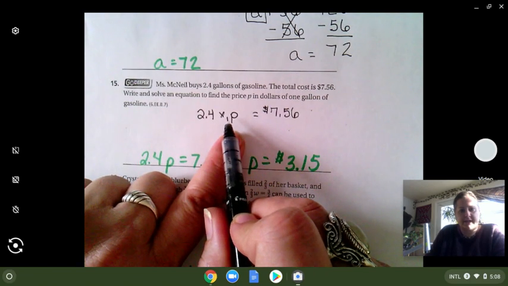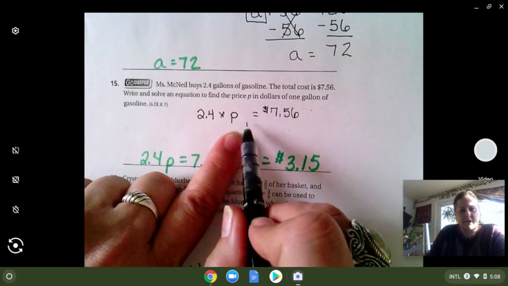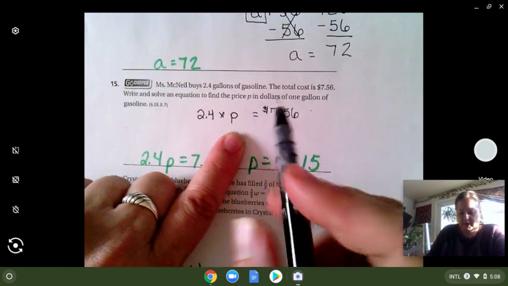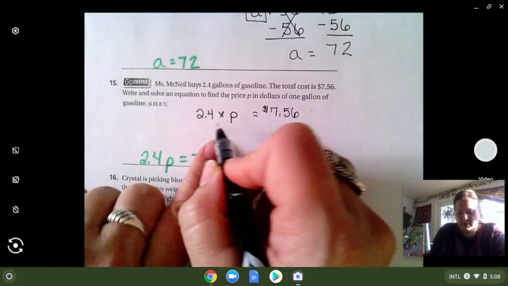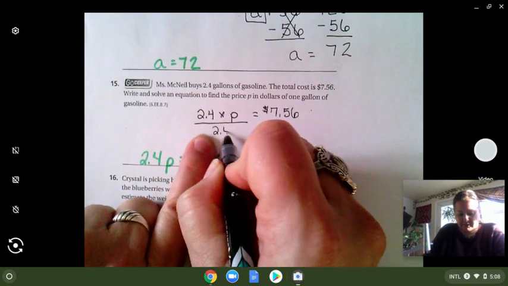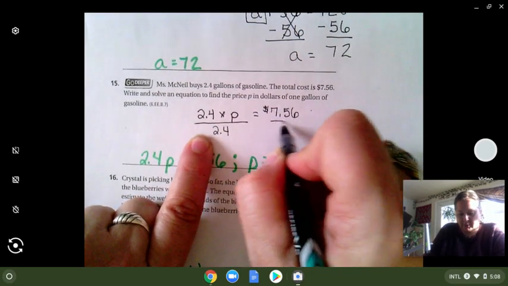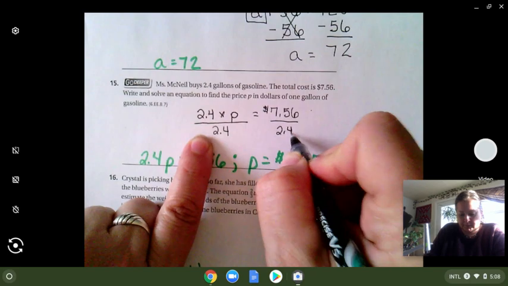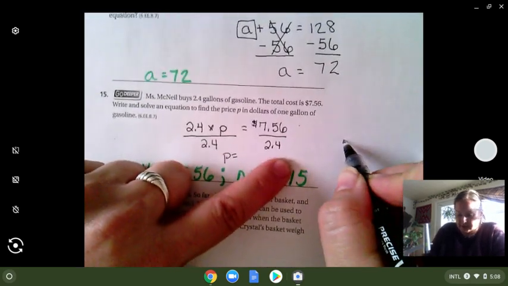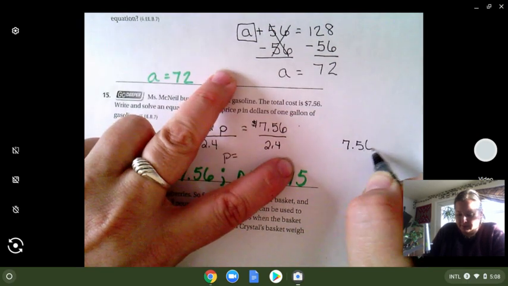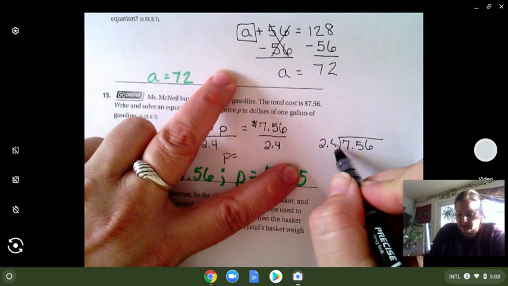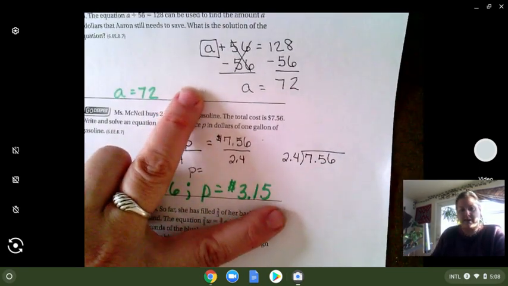Now, in order to get that P, isolate the P all by itself, we have to do the opposite of multiplying by 2.4, or the inverse operation. So the inverse of multiplying by a 2.4 is to divide by a 2.4, and we need to do that on both sides. So on this side, we'll be left with P equals, and then over here, what we need to do is go over here and set up our division problem. And you can do this on a calculator, yes, but I think it's a good review on dividing decimals to just go over it right now.